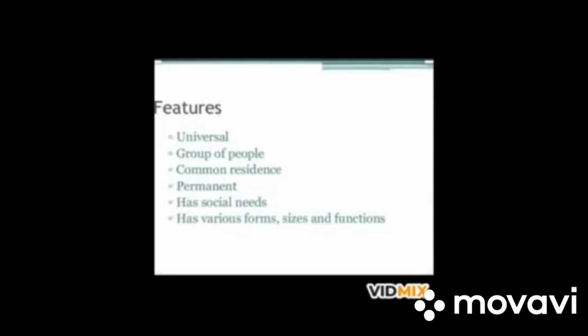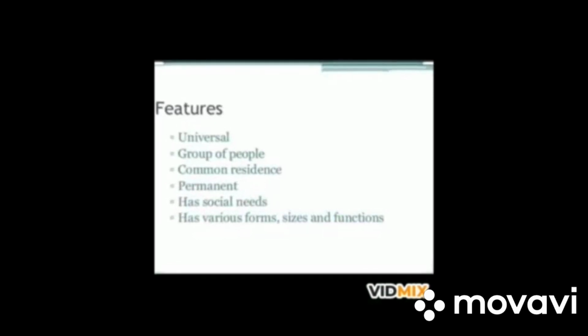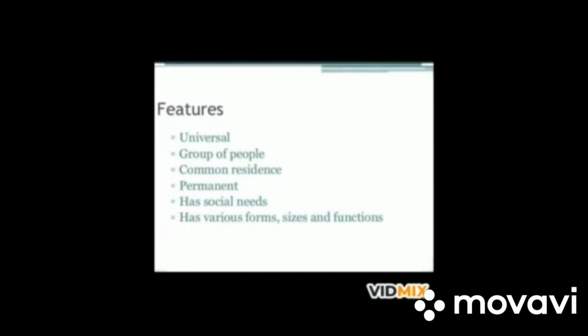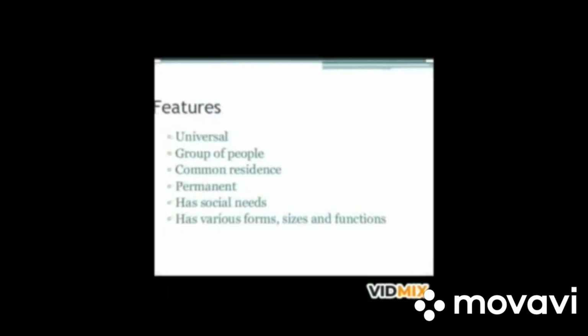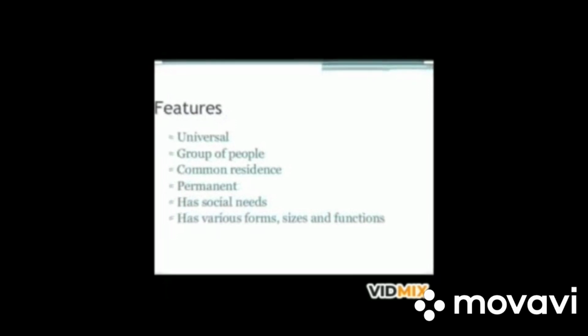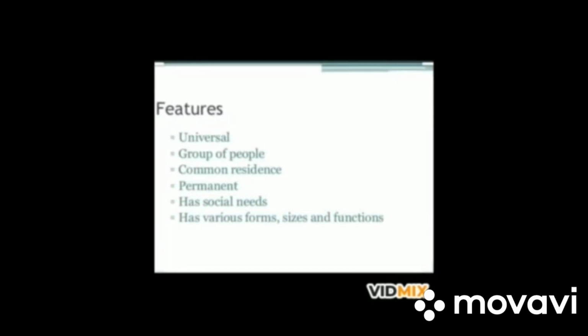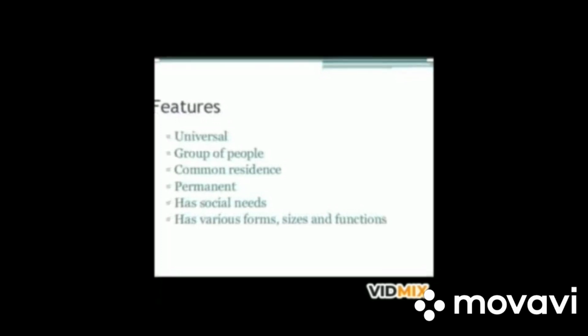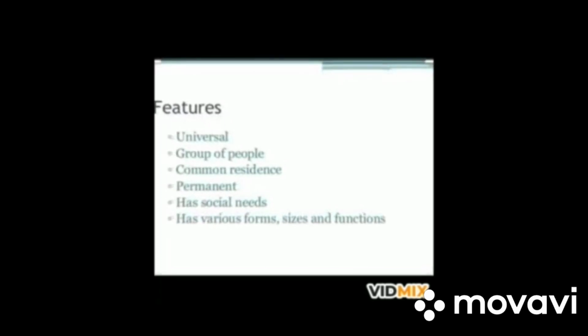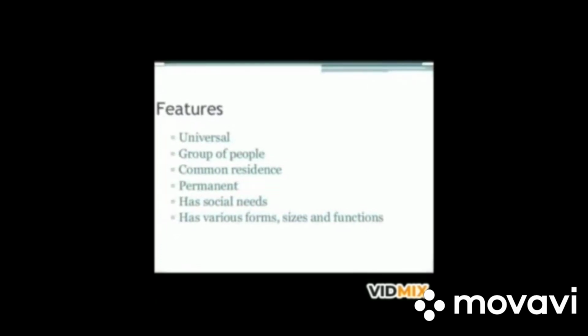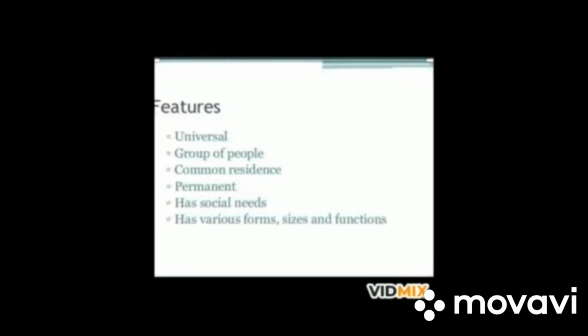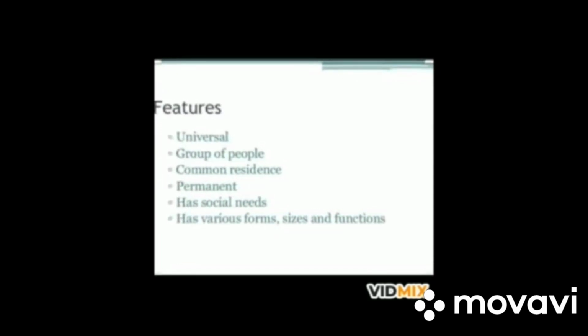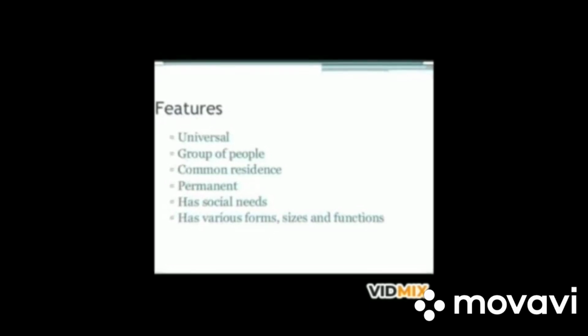Features of social institutions. Social institutions are universal and are means of controlling individuals. Social institutions include a group of people. They have common residence. Social institutions are relatively permanent. Social institutions depend upon the collective activities of the people and are formed to satisfy the social and primary needs of the people. Social institutions are of various forms, sizes, and functions.